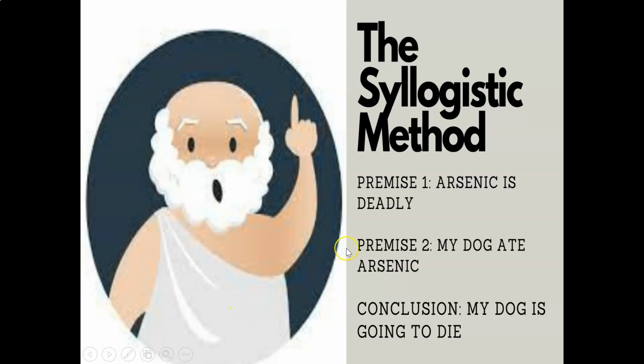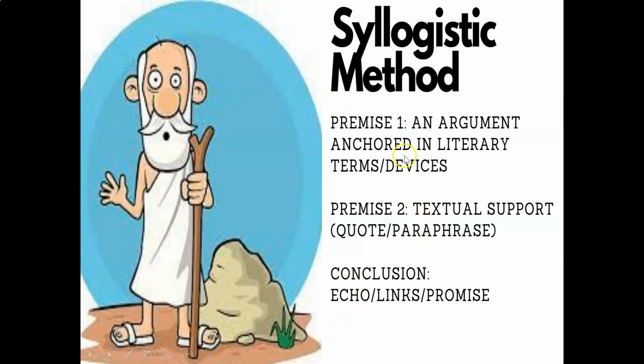And when our students write, we want them to go bam, bam, bam. Premise 1, premise 2, conclusion. Be mathematic, be computative, be organized, have sequence, have chronology, right? So what does that look like in literary analysis? Well, if we label all the parts of first premise, second premise, conclusion, we're going to get this. The first premise is an argument anchored in literary terms and devices.